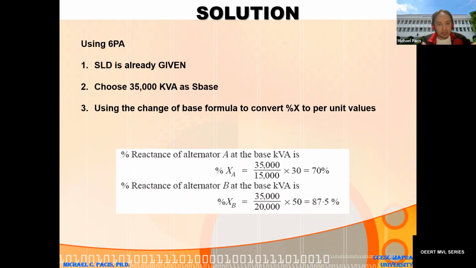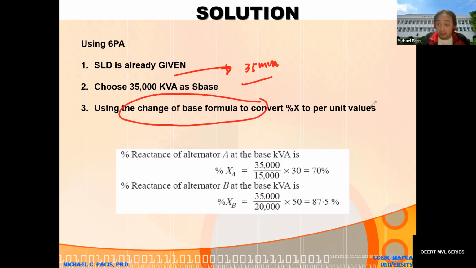Now from here, you have 35,000 kVA. This is the same thing as 35 MVA; the only difference is the number of zeros, right? What you will do in step 3 is use the change of base formula from what we discussed in the last slide. X new is whatever the X given is, times S base all over S given, right?